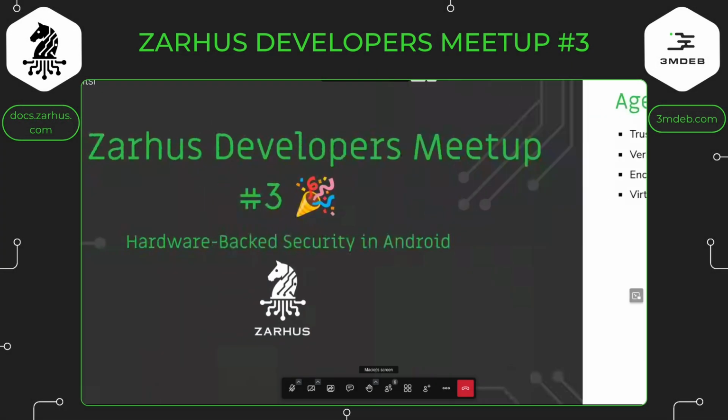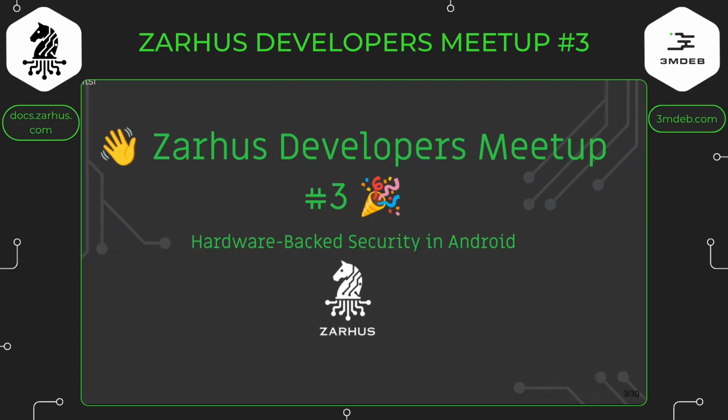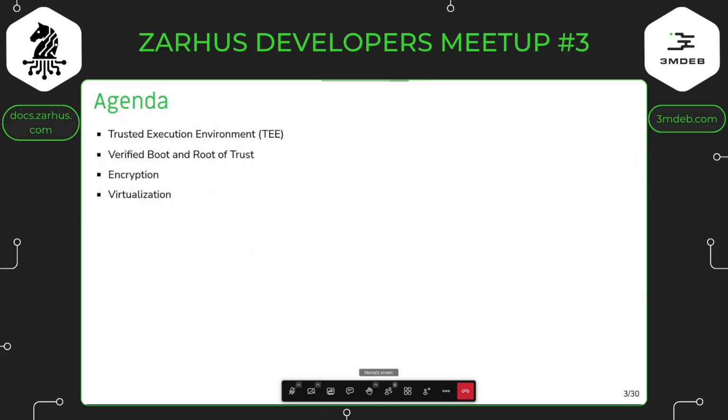Okay, so hi, today we will talk about hardware-based security in Android. The agenda for today will cover 4 topics: trusted execution environment, verified boot, and root of trust, which is involved with this process. We'll take a look at the encryption mechanisms in Android, and lastly, shortly, we'll cover upcoming virtualization extensions to the Android ecosystem.